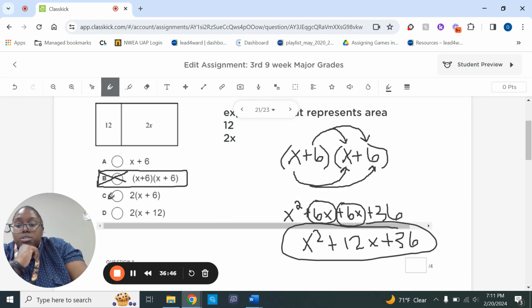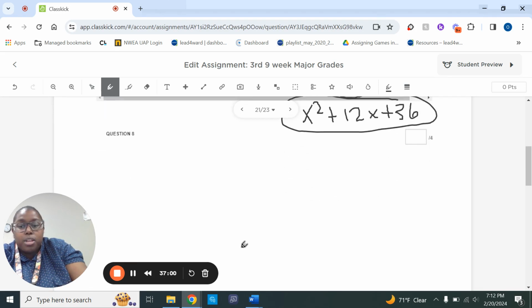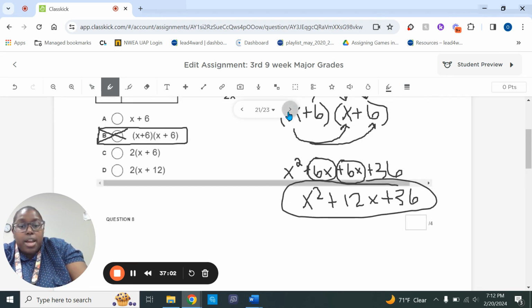But that means this one, or this one is one of your answer choices. And this is also related to the properties I talked about in the previous question. So did they use the commutative property, associative property, distributive property, things of that nature. All right, on to number 8.